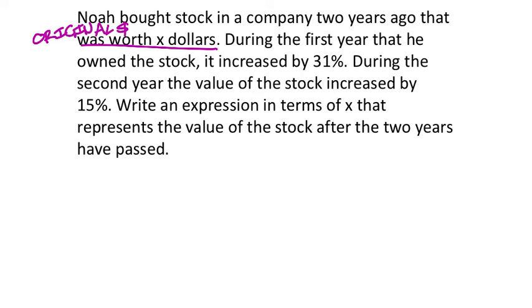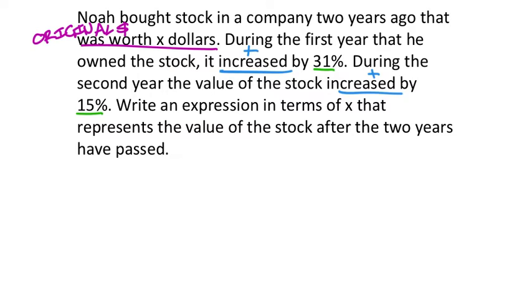During the first year that he owned the stock, it increased by 31%. So an increase tells us it would add that 31%. That's after year one. But then it says he's going to go a second year, and the stock is still increasing, so that's an addition right there, but it's going to increase by 15%, okay?